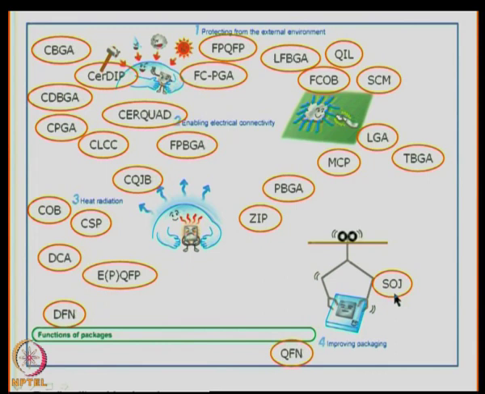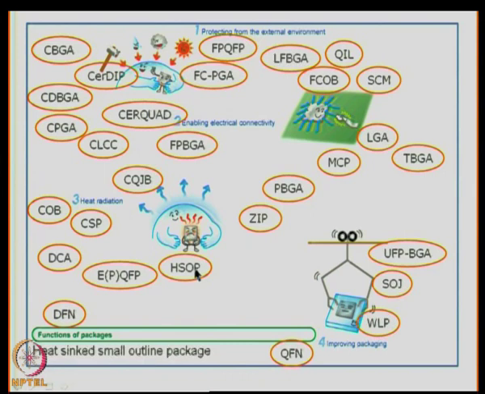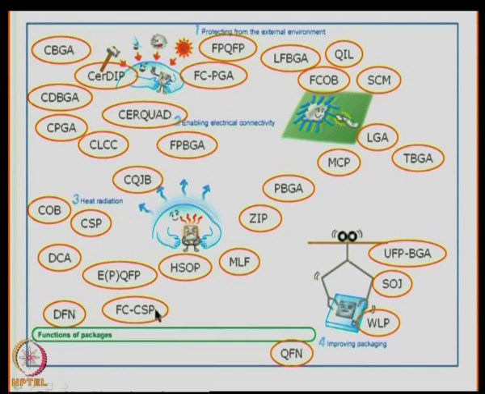SOJ stands for small outline J leaded package. WLP stands for wafer level package. UFPBGA is ultra fine pitch ball grid array. HSOP stands for heat sinked small outline package. That means it is a SOP which contains a material that is used for heat sinking purpose. MLF stands for micro lead frame package. FCCSP is flip chip, chip size package or chip scale package. LBGA stands for low profile ball grid array. Low profile means small thickness.